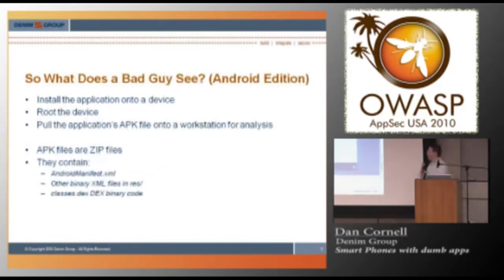So what's a bad guy going to do in this case? We'll look at this for an Android app and talk about how iPhone might be different later. You have to assume that they've got an Android phone. They're going to install the app on the device, root their phone, pull the application APK file off, and take a look at it. So what sort of stuff can they see?